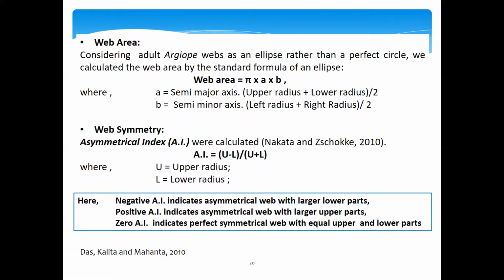So when you get a negative value of the asymmetrical index, it tells you that this particular web has a larger lower part. If you get a positive value, it tells you that this web has a larger upper part. And if you get the value 0, which means the upper radius and lower radius were equal in length, this indicates that the web is completely circular, or a perfectly symmetrical web with equal upper and lower parts.